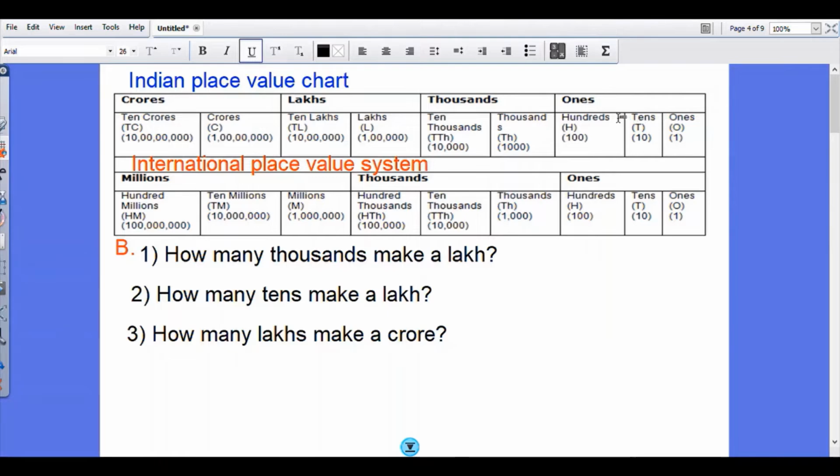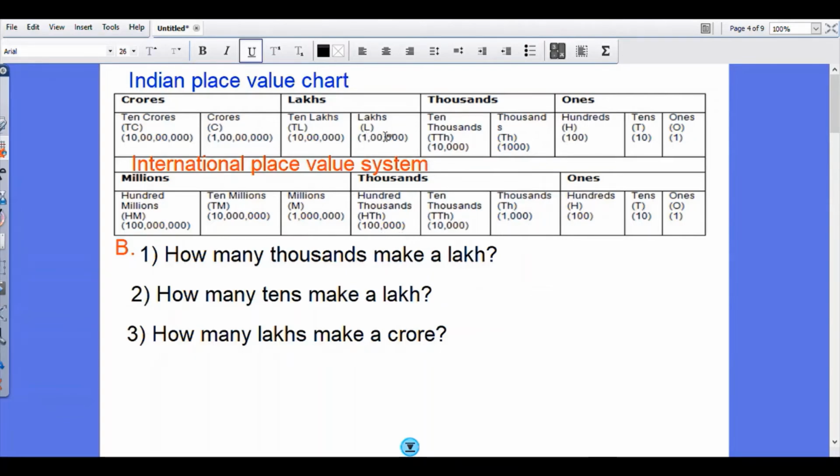Here the ones period is divided into three parts, here also three parts, but here the thousand period is divided into two parts, and in the international place value chart the thousand period is divided into three parts. Now see one thing: in ones, 1 is here, here also 1; 10, here also 10; 100, 100 also; 1000, 1000; 10,000, 4 zeros are there, here also 4 zeros, that means 10,000. Here lakh has 5 zeros, here also 3 and 2, 5.